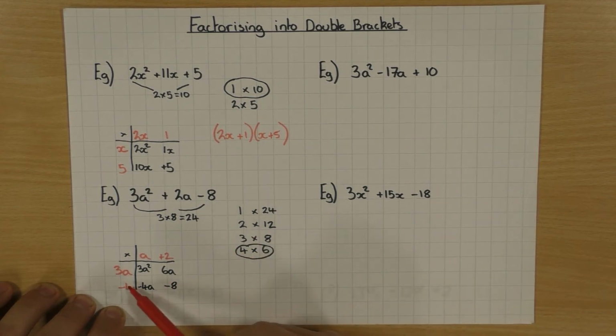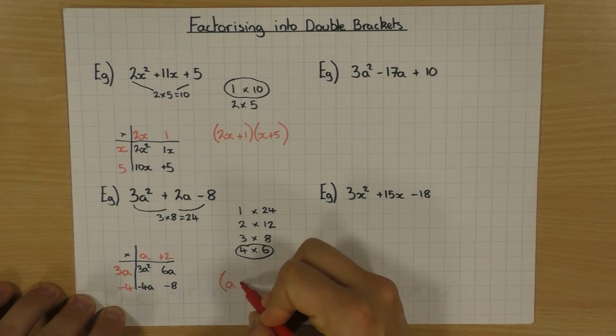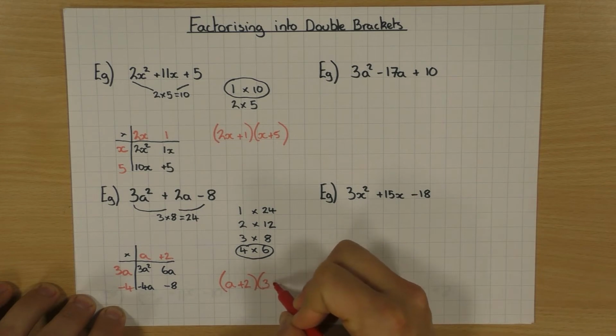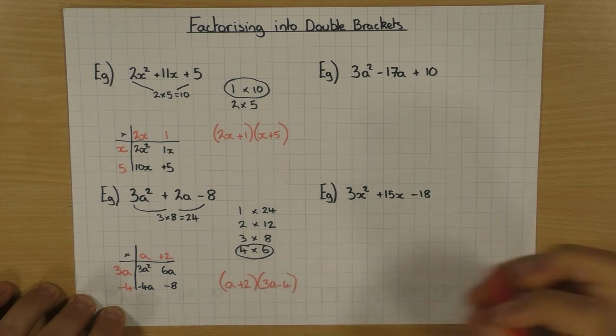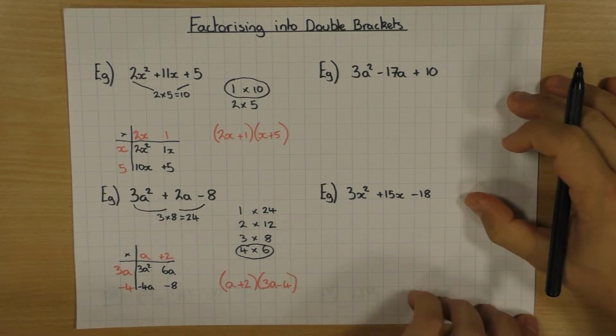And again, don't forget to check. Minus 4 times 2 is minus 8, which is correct, because a minus times a positive is obviously a negative there. Don't forget to write your answer out. So a plus 2, and then 3a minus 4 in the second bracket there. And again, you can expand them out and test it to see if it works.